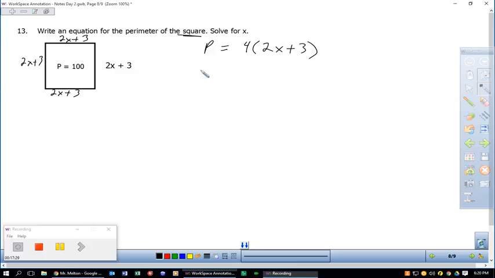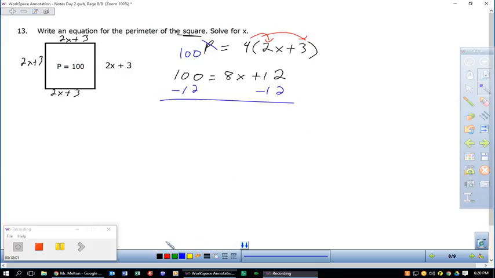The only problem here is, it's not really a problem, it's a good thing, we know what the perimeter is. So instead of p right there, we know that it's 100. So this is the equation we're really supposed to solve. All right, so 100 equals, if we distribute 4 right there, 4 times 2x is 8x. 4 times 3 is 12, so plus 12. Subtracting 12 from both sides, it's going to be 88.